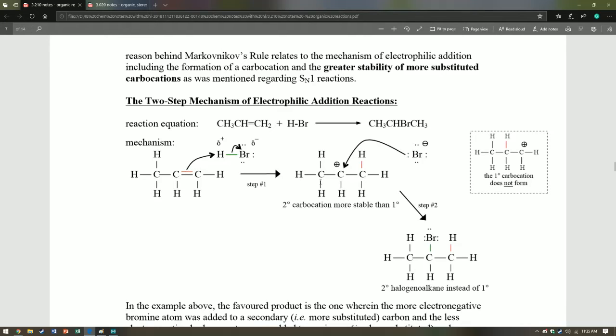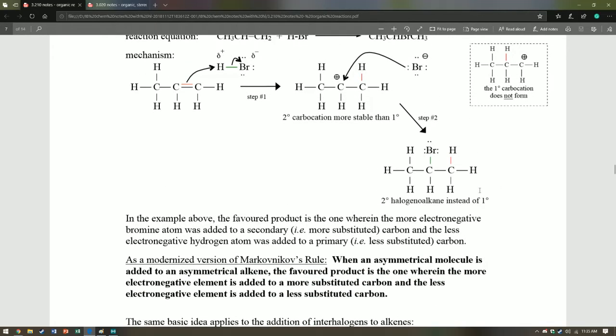carbocation. And remember, if it was forming here, you would get a first degree carbocation, but if it forms here, you get a second degree carbocation. And as we discussed, the second degree carbocation is more stable because of those inductive effects. And then the bromine will just snap on there, and ta-da, you get a haloalkane.